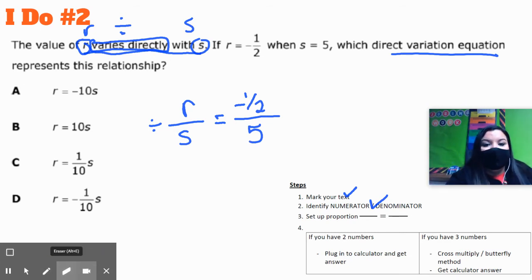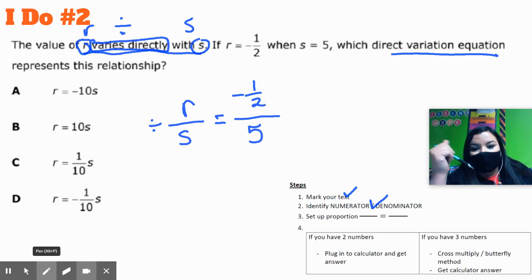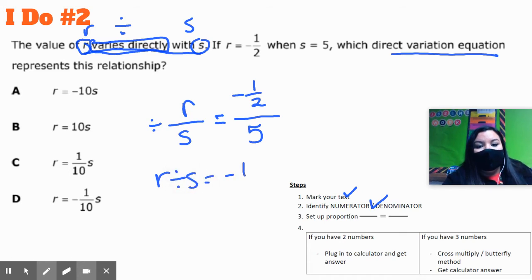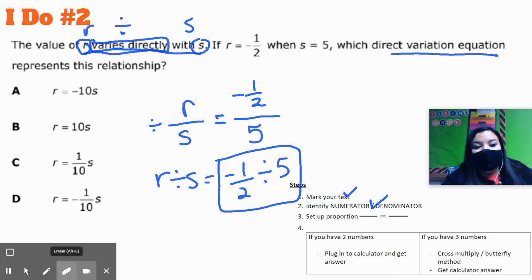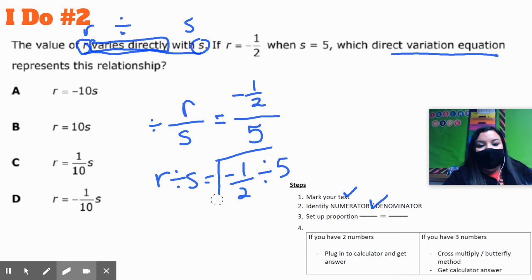So I'm going to actually rewrite this here as -1/2. So it's confusing because we have two different fraction bars. Now I'm going to rewrite this as r divided by s. So we have -1/2 divided by 5. So this is what I'm actually going to type into Desmos, which is going to be the exact same thing as the portion at the top, and it's going to give you the same answer. So let me actually erase that box there. And then let me plug that into Desmos.